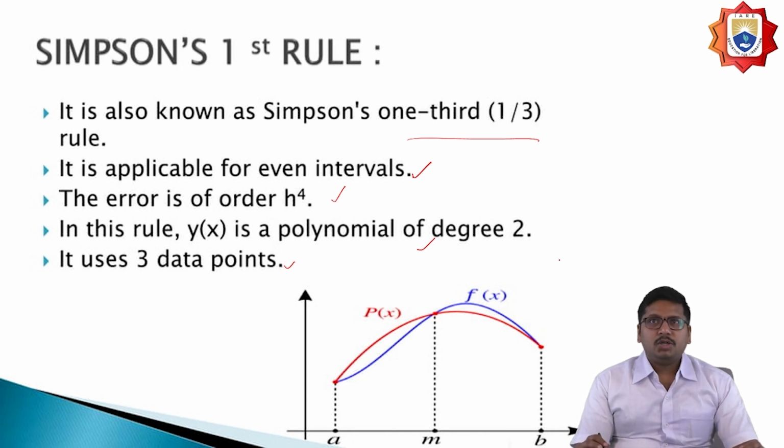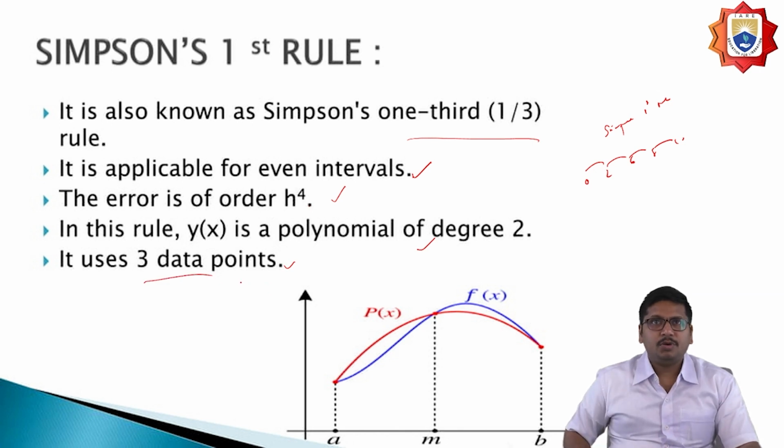So it is also known as Simpson's one-third rule, and it should be applicable only for even intervals: 2, 4, 6, 8, 10. Only within such intervals can you use Simpson's first rule. The error is of the order of h power 4, and in this rule the polynomial degree should be 2, and it uses 3 data points.